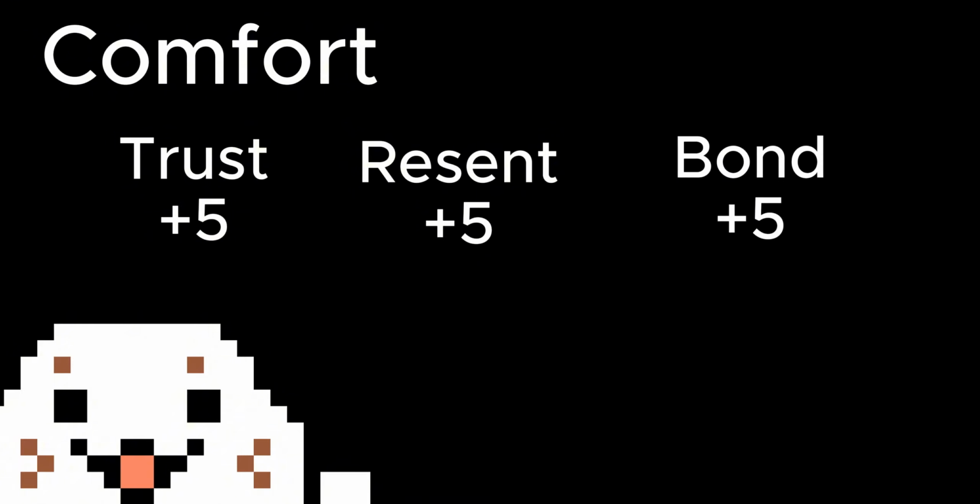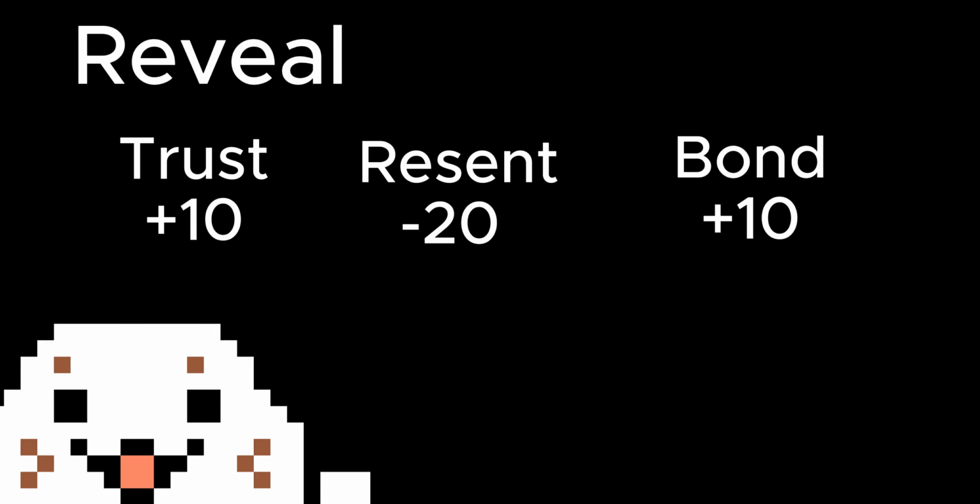I decided on comfort, adding 5 to trust, 5 to resentment, and 5 to bond, and reveal adds 10 to trust, -20 to resentment, and 10 to bond. However, it takes away a third of your max HP. Finally, deflect takes away 10 from trust, 25 from resentment, and 10 from bond.